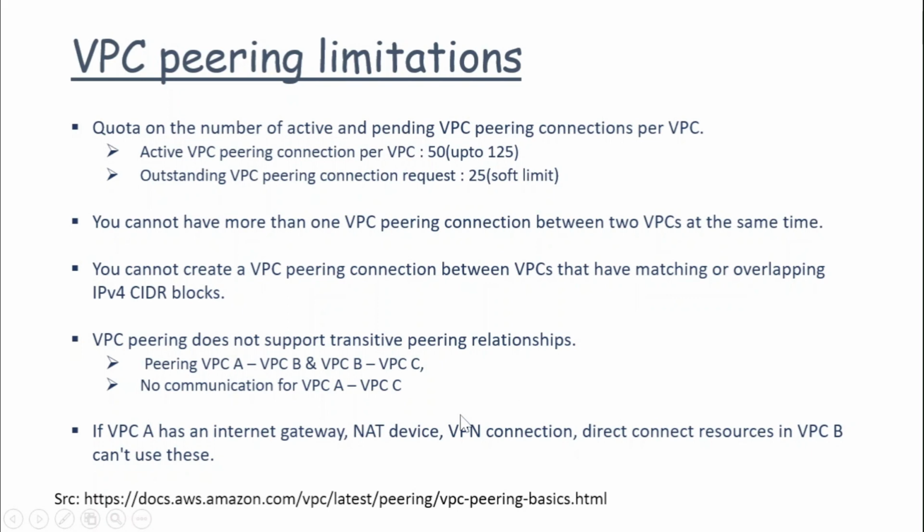Next, if you have an internet gateway, NAT device, VPN connection, or any such device in VPC A, and you have done peering with VPC B, then VPC B cannot use these devices, like the internet gateway or NAT device. So although they can communicate with each other, VPC B will not be able to use these devices in order to communicate with, say, the internet.